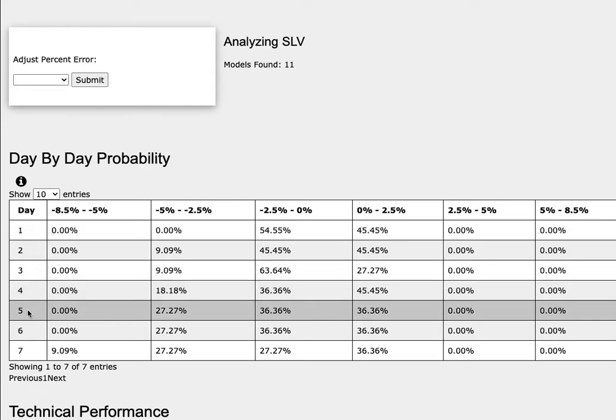As we progress to the 5th day or week of trading, silver futures has a 36% chance to climb between 0 to 2.5%. To the downside, it has a 36% chance to fall between 0 to negative 2.5%, and a 27% chance to fall between negative 2.5 to negative 5%.